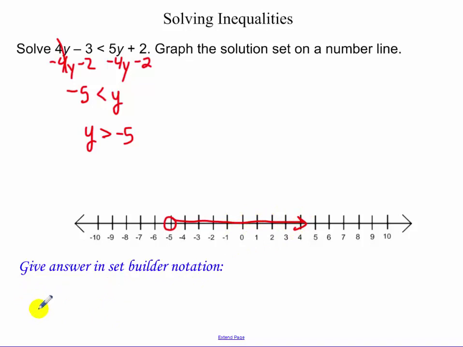Now there's a new type of notation that we're going to be using a lot this year, and it's called set builder notation. And it has a bracket, and then your variable, a little line, and then the inequality. And what that means is y, your answer is y such that y is greater than negative 5. And we're going to be using this a lot when we get into later chapters, so I'd like to introduce this to you guys now.